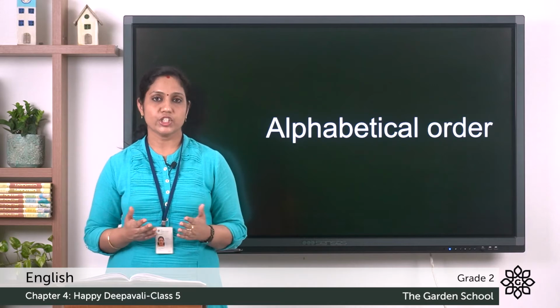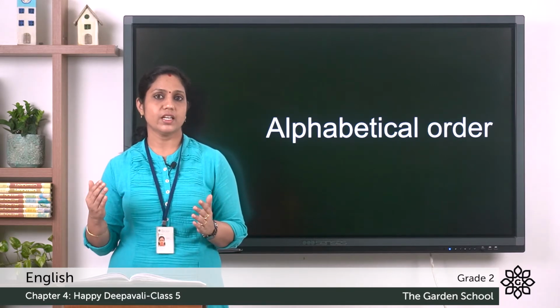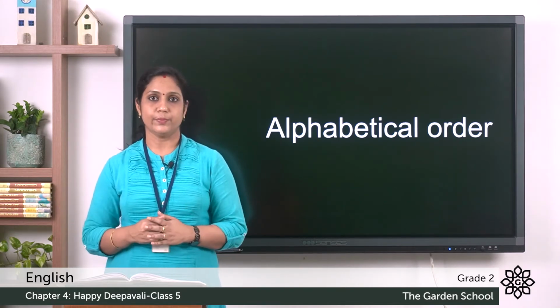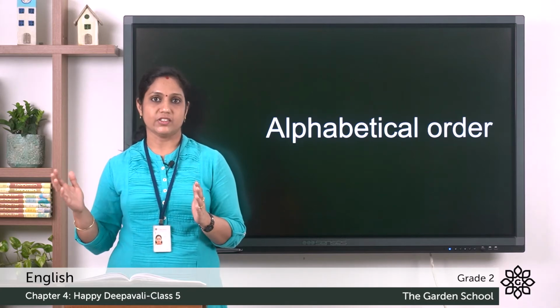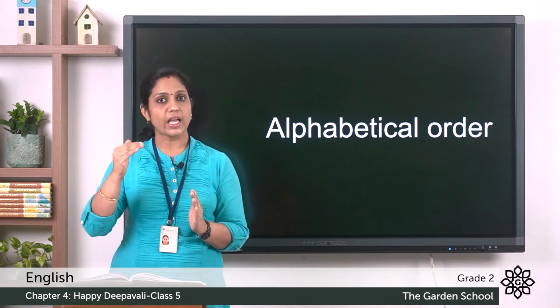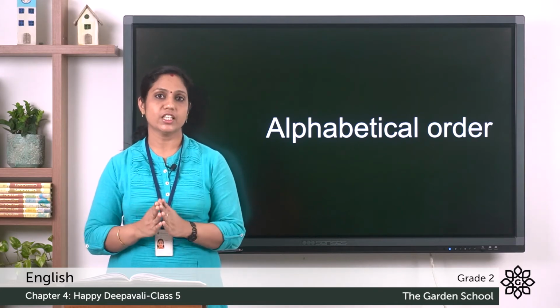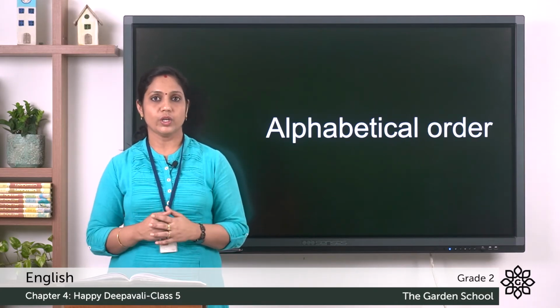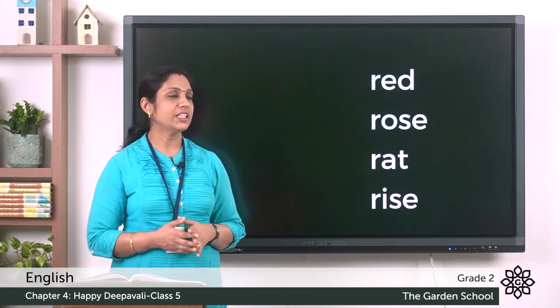We know the English letters. What are they? A, B, C, D and so on. It goes till Z. So there is an order for these letters, right? So whenever some words are given, we have to arrange them according to the alphabetical order that we have learnt in our previous chapter. Today what we are going to learn is, let us look at these words.